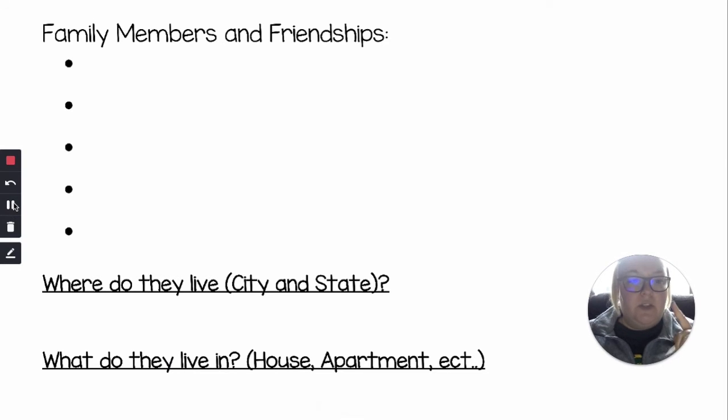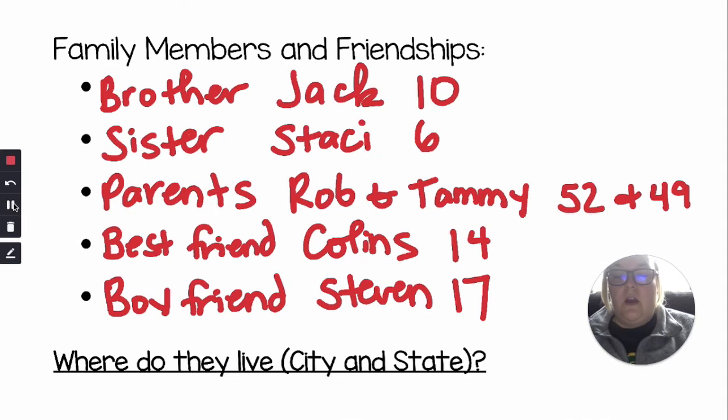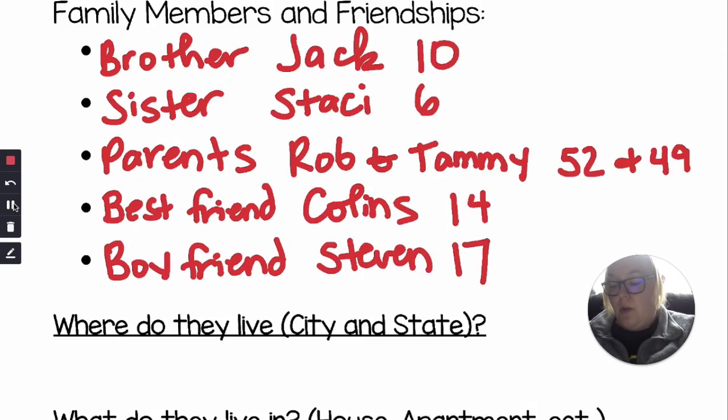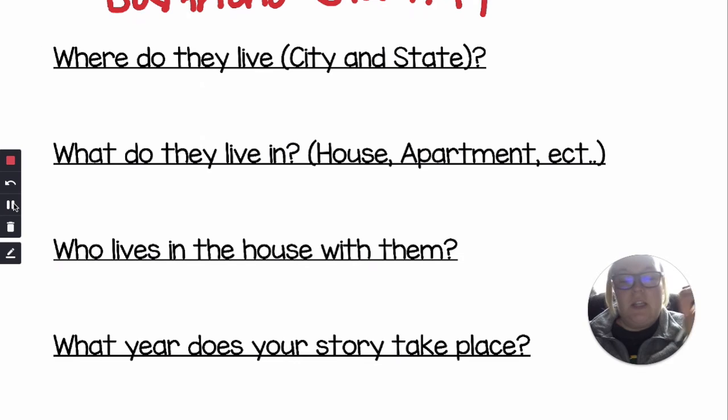So I'm going to fill some out real quick. Hold on. Okay, so I gave my main character a brother, a sister. They're both younger, so she's going to be the oldest child. She's got both parents, Rob and Tammy. I think I'm going to make them divorced, though. Her best friend's name is Collins, and she also has a boyfriend who's 3 years older than her. Scandalous.